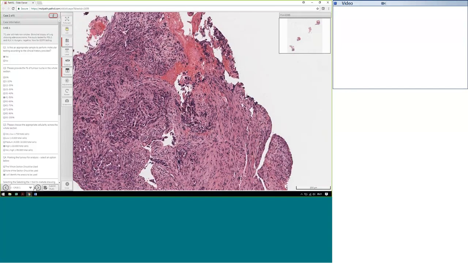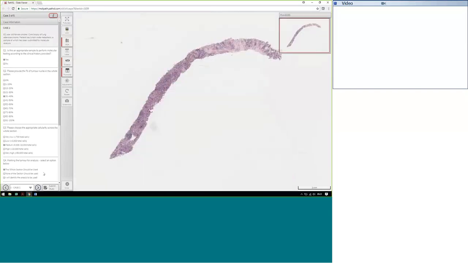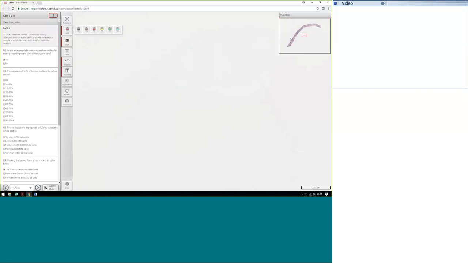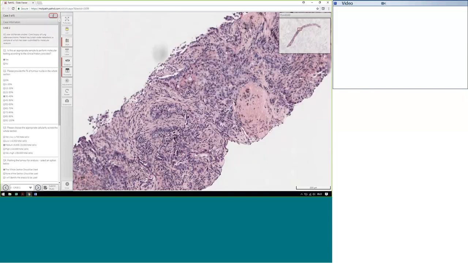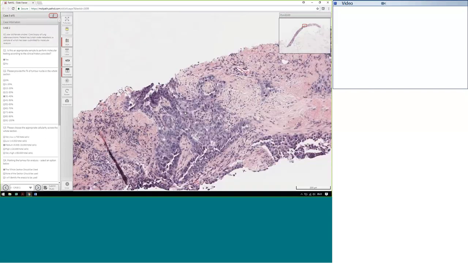Okay, then on to case number 2. Case number 2 is a core biopsy of lung adenocarcinoma with lymph node metastasis. So this is actually probably a needle core from the lymph node. So we would immediately think of lymphoid tissue contaminating or diluting the sample. So if we go to a higher power and look, we can see very little lymph node structure in the tissue.